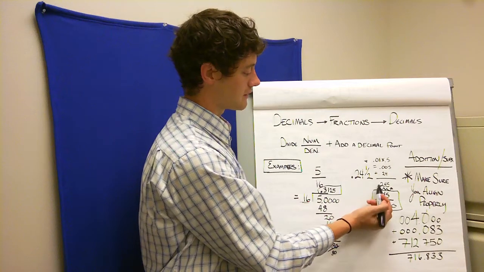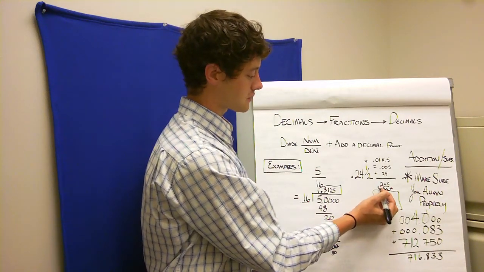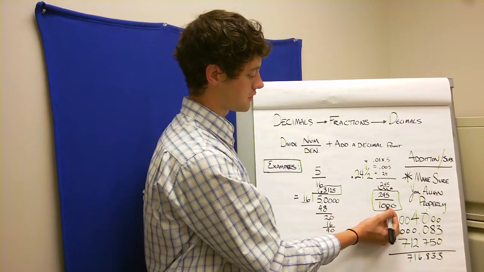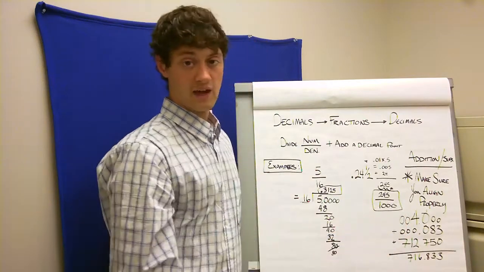We add our previous 0.24, and you get basically 0.245. And then if you want to convert that back into a fraction, if you have to move the decimal place 3 times, then you need 3 zeros. So it would be 245 over 1,000.